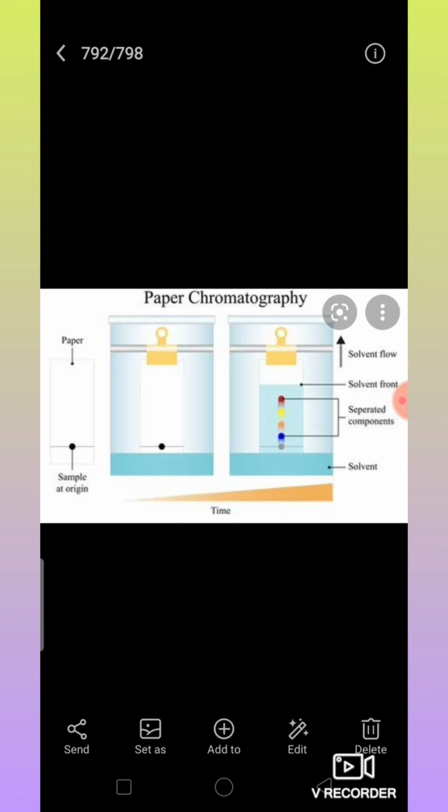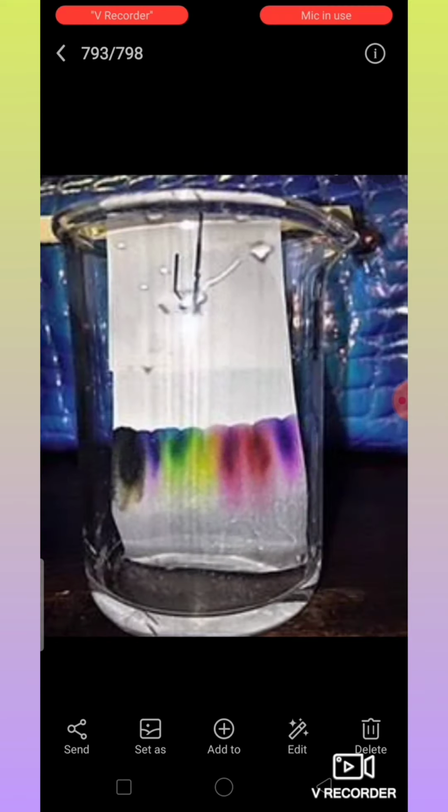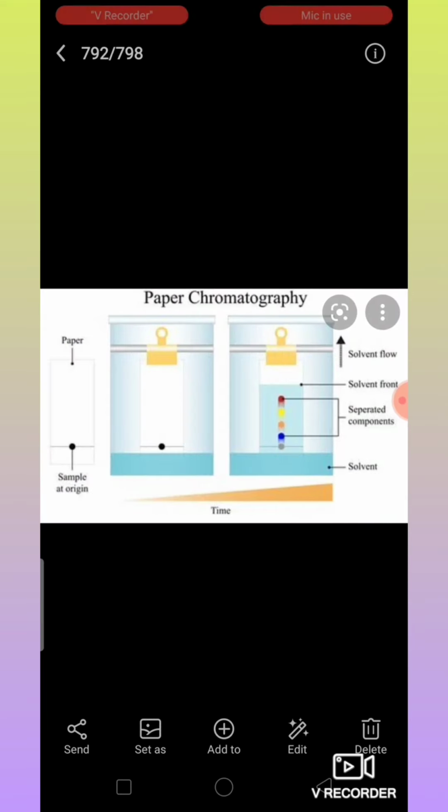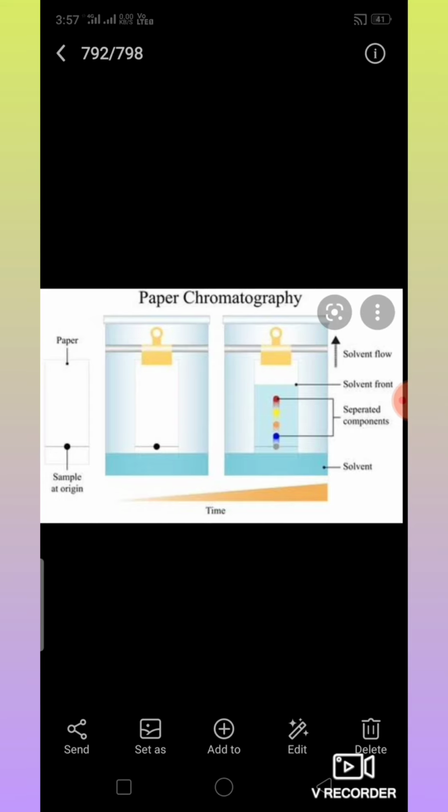A spot of the ink, for example black ink, is put on a piece of chromatography paper. This is chromatography paper. This paper is then set in a suitable solvent as shown in figure 10.10. The black ink separates into its constituent dyes. As the solvent moves up the paper, the dyes are carried with it and begin to separate. They separate because they have different solubility in the solvent and are adsorbed to different extents by the chromatography paper.